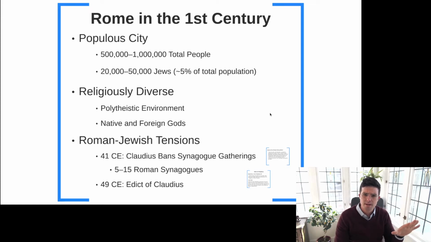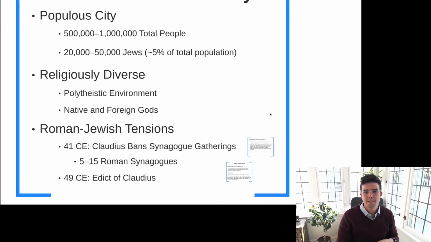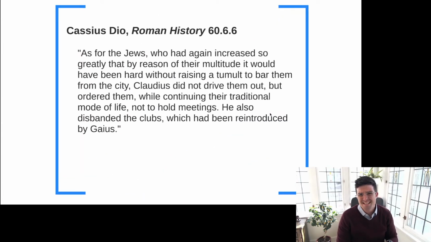And so two dates are going to be of significance, and both have to do with the Emperor Claudius. So in 41 CE, Cassius Dio tells us that Claudius had banned Jewish synagogue gatherings. So here I'm going to read this because it's short enough.